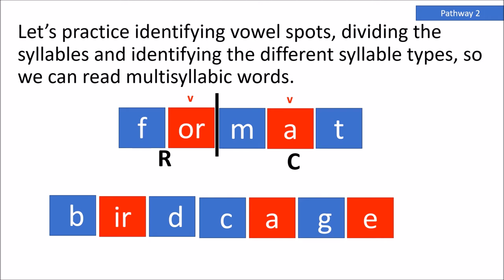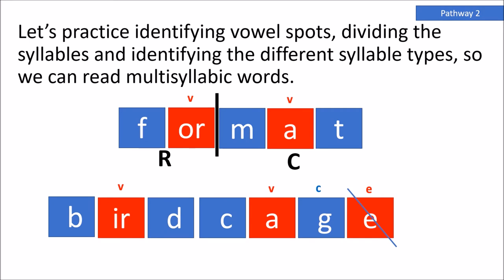When looking at this last word, I can see that it has three vowel spots, the IR, the A, and the E. But I also know when I see a vowel, consonant, E spelling pattern in a word or syllable that the E is silent and you do not read it when you say the word. And so therefore, we are going to cross out that E, leaving us with two vowel spots.